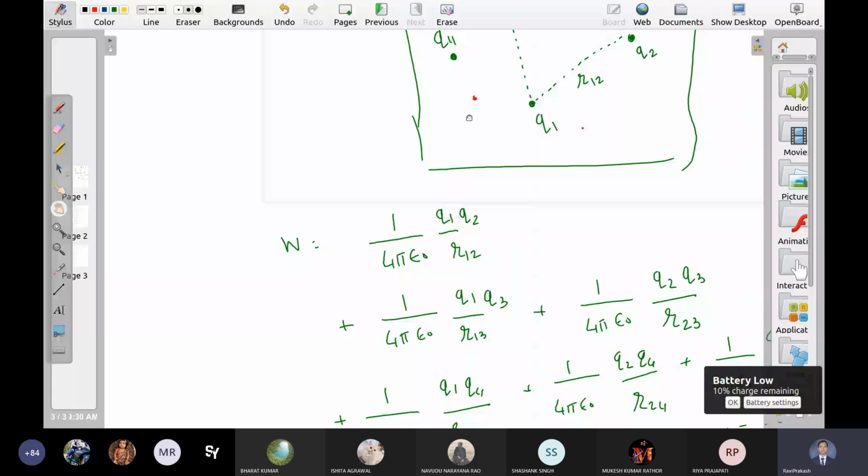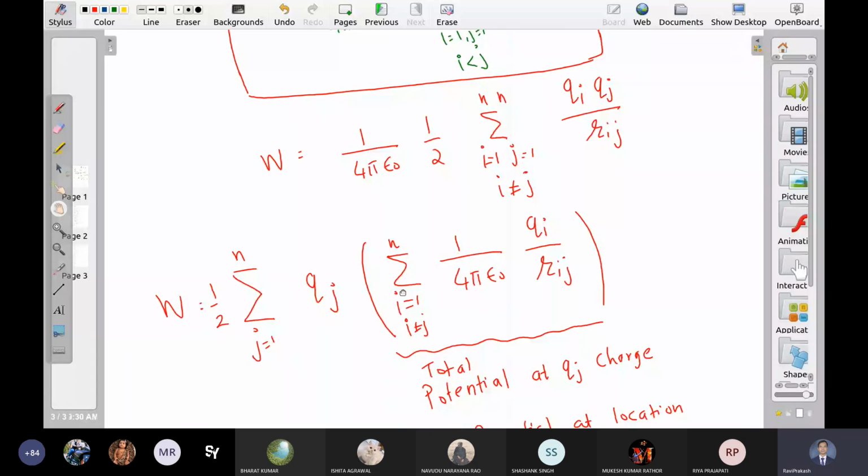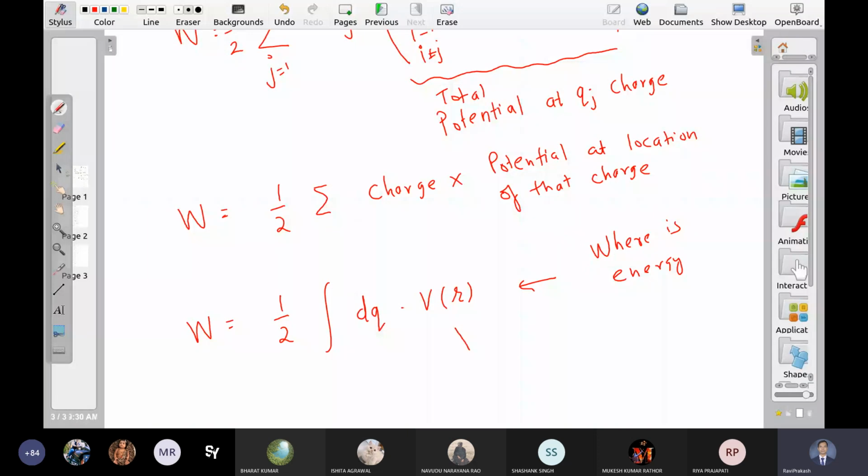Any doubt with this derivation? Okay. So this is for a continuous system.